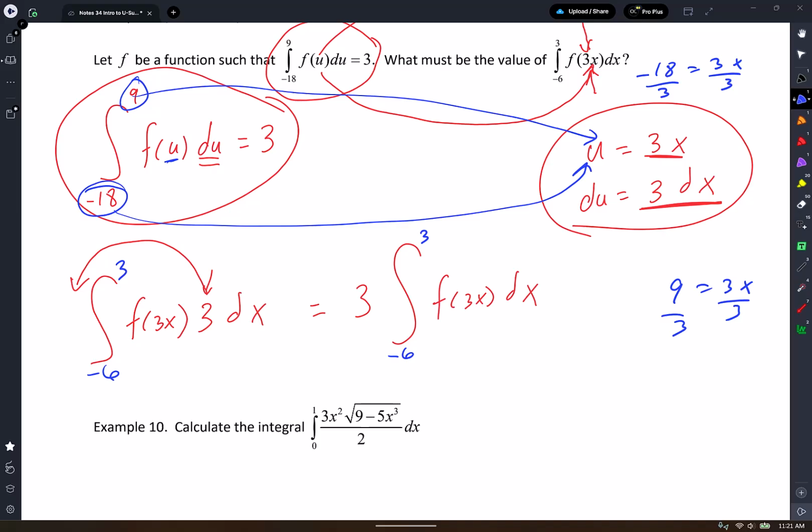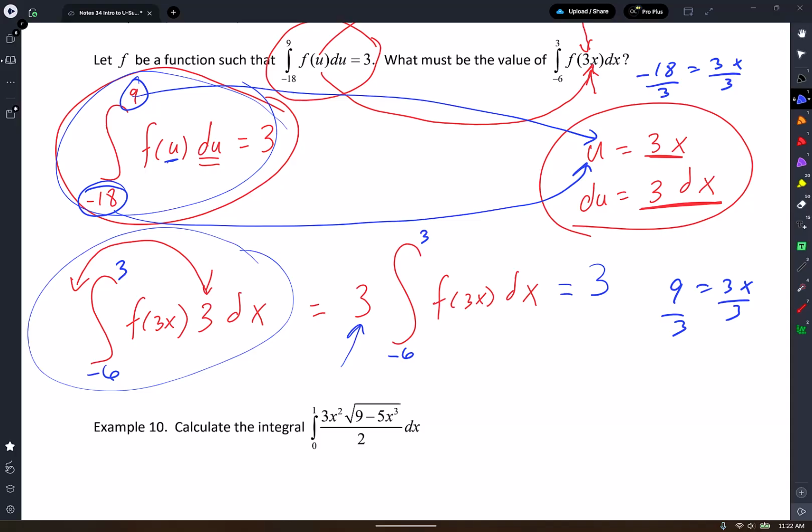They want to know what the integral from negative 6 to 3 of f of 3x dx is. I already knew this much. I already knew that this integral was 3. So this right here that I just did, they're equivalent, right? So this just equals 3. But hold on. They don't want to know the integral of 3 times f of 3x dx. They want to know just the integral from negative 6 to 3.